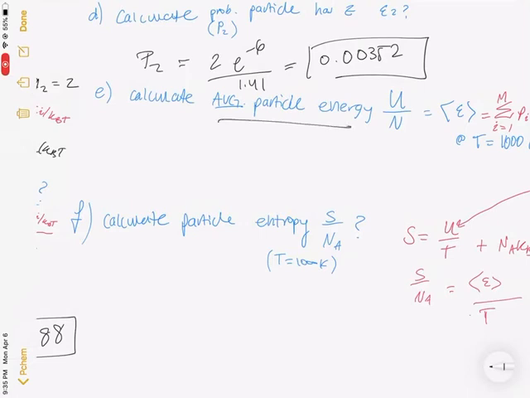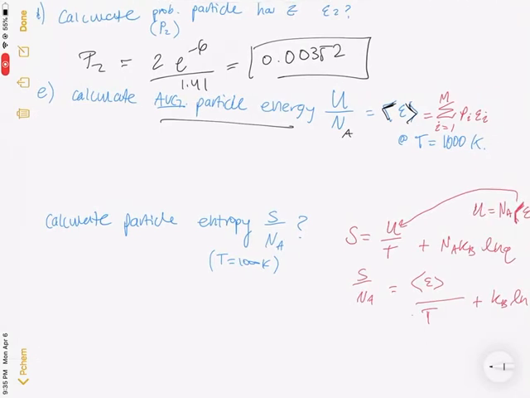Once you calculate these probabilities, you can end up calculating the average particle energy. To do that, it's U over Avogadro's number, which is equal to the sum of the average energy levels. The brackets indicate average, which is the same thing as the sum of the probabilities times the energy states. And this is all at a temperature of 1000 Kelvin.